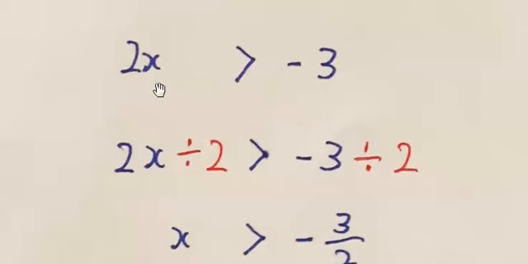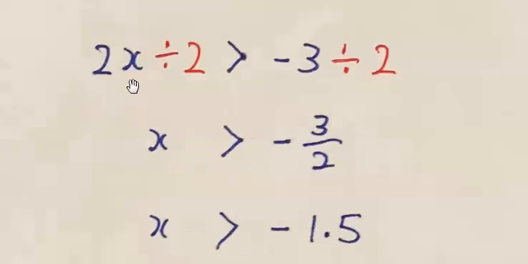From here, we proceed on to isolate x. So when we want to put x on the left, we'll have to make 2 disappear. In order to do that, I'll need to divide by 2 on the left. And when I divide by 2 on the left, I'll need to divide by 2 on the right. So 2x divided by 2 will give you x, minus 3 divided by 2 gives you negative 3 over 2. And if you divide out into decimal, you get x greater than negative.